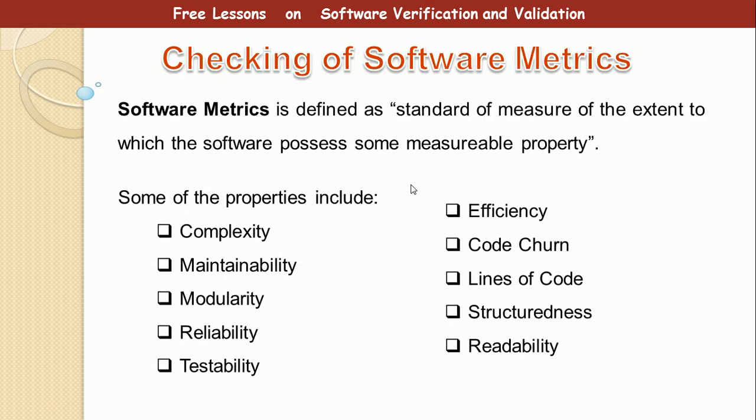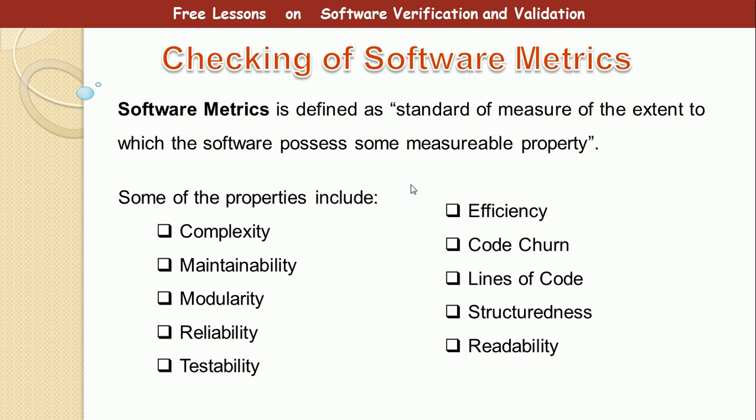So let's now move to the next point, checking of software metrics. The first item, remember, is conformance to standards or in the industry. Now, software metrics. You need to verify your code to make sure that certain metrics are optimal.